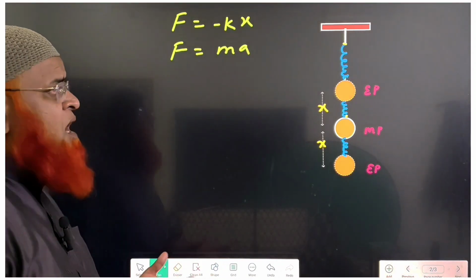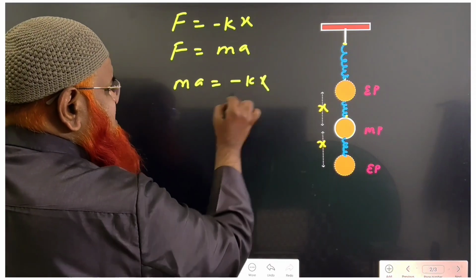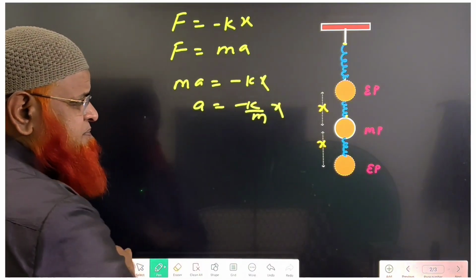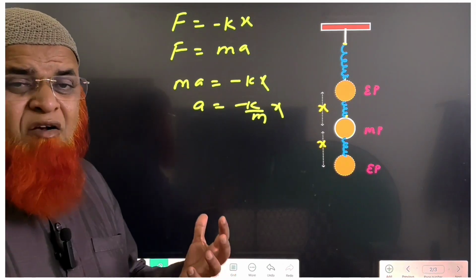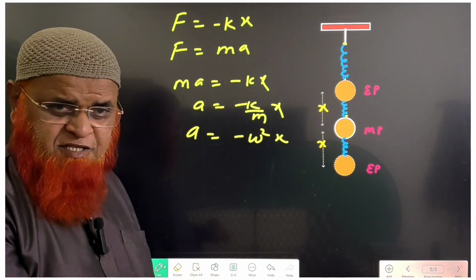This is a general formula. Make them equal, then you will get ma is equal to minus kx. a is equal to minus k by m into x here. But you all know what is the general formula for acceleration. Acceleration is given as minus omega square into x.